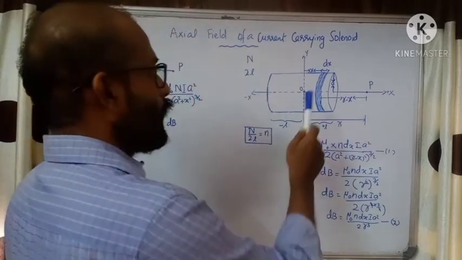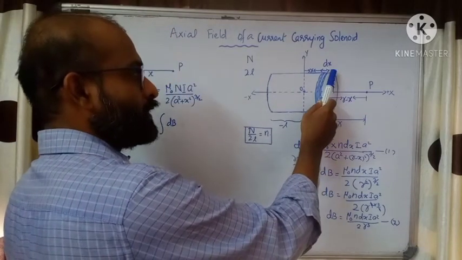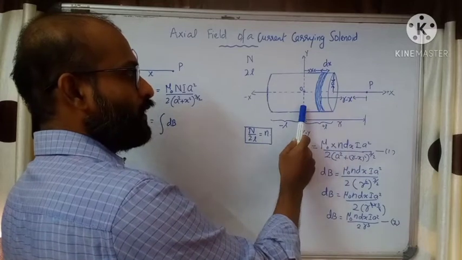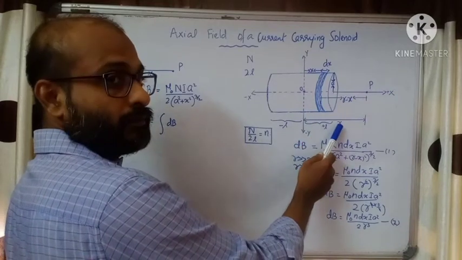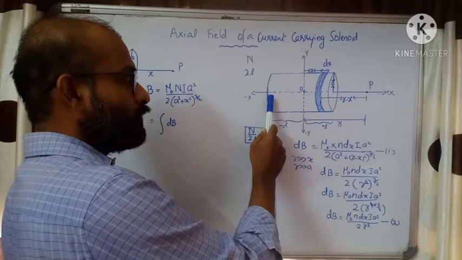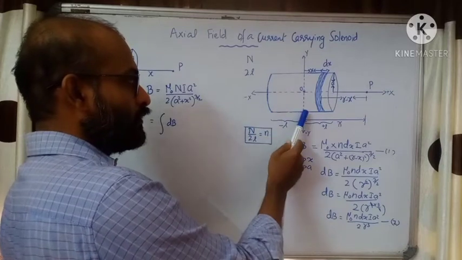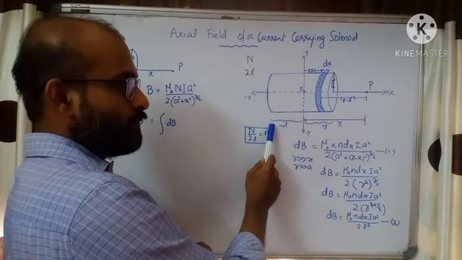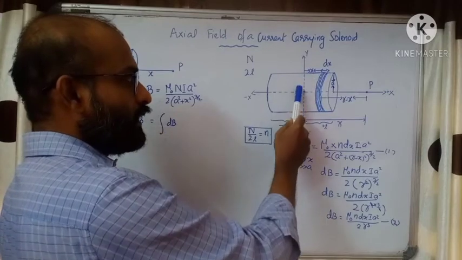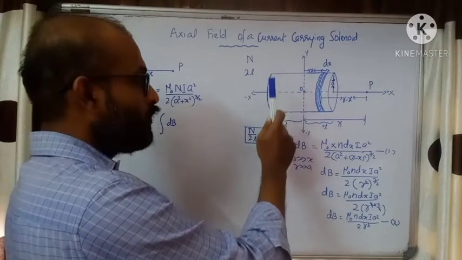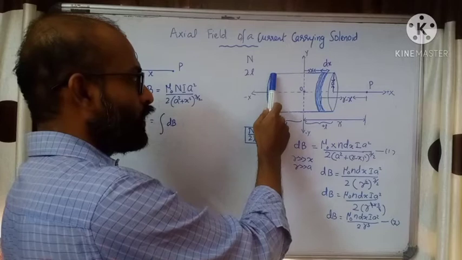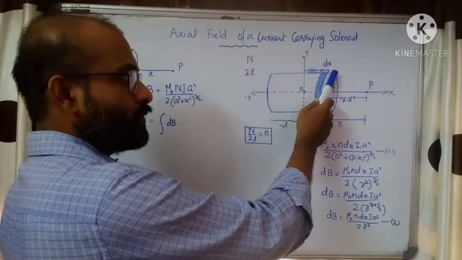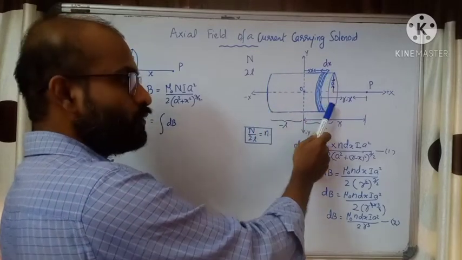When the circular coil is at the extreme edge, what will be the value of x? x will be L. When it is at the extreme left edge, the distance from here will be minus L. When it is at the center, the x value will be 0. So we have a solenoid with circular coils from here up to this point, so the limits are minus L to plus L.